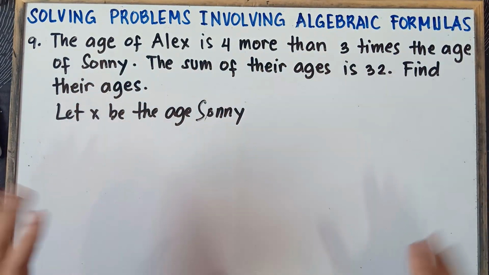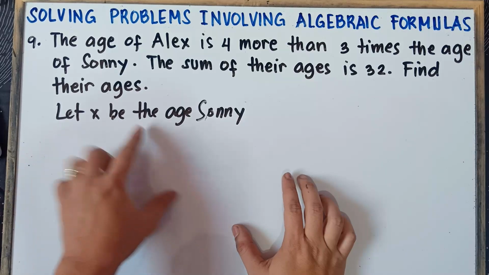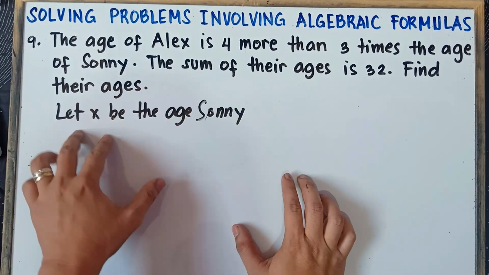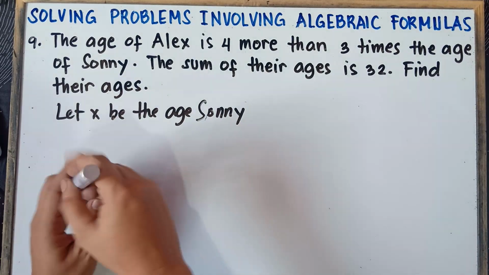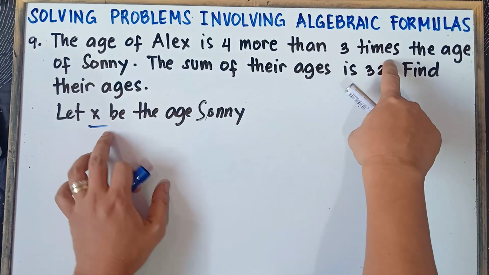But we don't have any clue, class. We don't have any idea for the age of Sonny. So that's why, class, we let X be the age of Sonny. Because if this is the age of Sonny, that would be X. We know that Alex is 4 more than 3 times the age of Sonny.